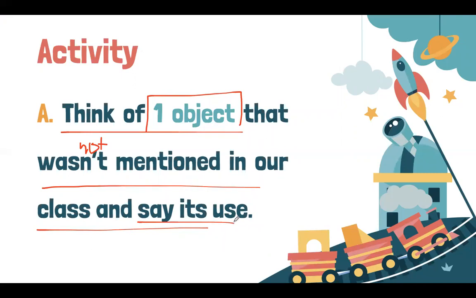So for example, let's say clock. What is the clock for? Clock is for telling time. Correct. Clock is for telling time. Okay, so other things not mentioned in our class. Comment your answers in our comment section. Type your answers in our comment section.